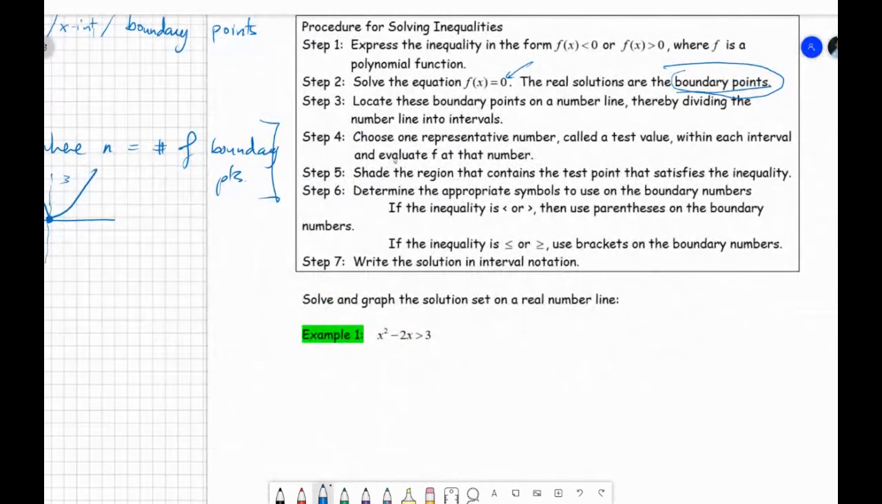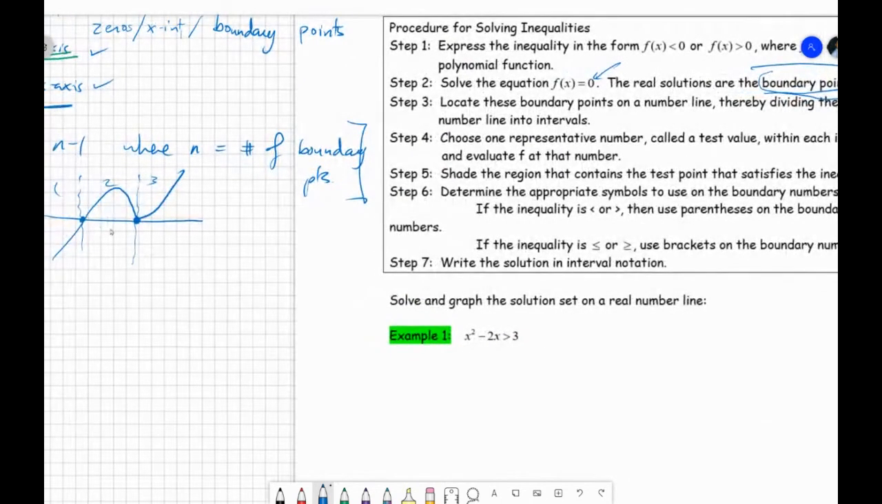Okay, so after that, we're going to choose a representative number called a test value. So you just pick a number anywhere inside each one of these intervals, and we're going to test it. And we're going to see if it's positive or negative. So if it's positive, it's going to be above the x-axis. If it's negative, it's going to be below the x-axis. And that means that all of the points in that interval are going to be above or below the x-axis.